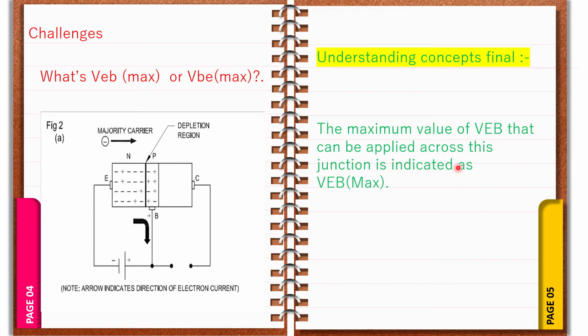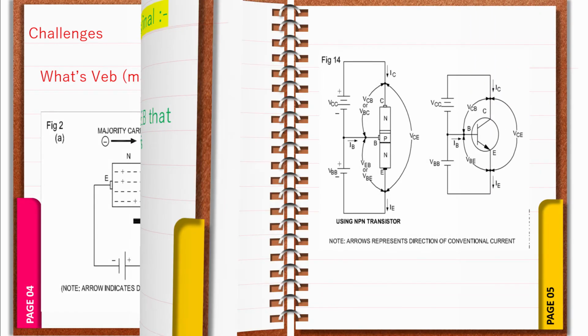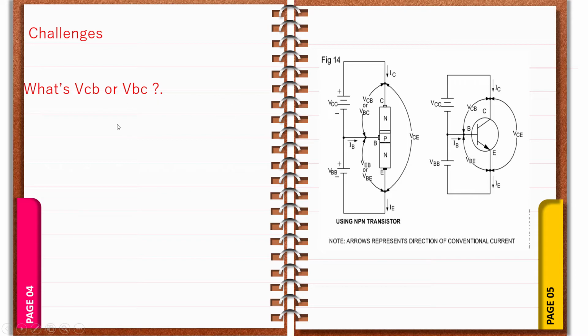Next, go to VCB. What is VCB? Same as here, I told you what VEB is. Similarly, the voltage across the collector and base terminals, that voltage we call VCB or VBC, collector base voltage or base collector voltage. The voltage across the base and collector region we call VCB. This is clear.